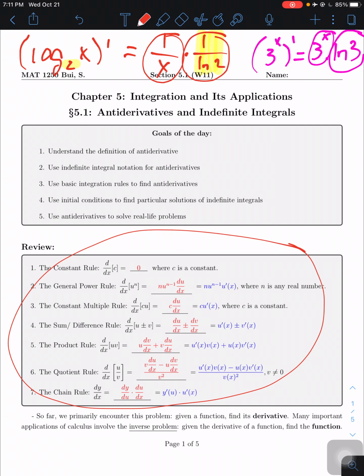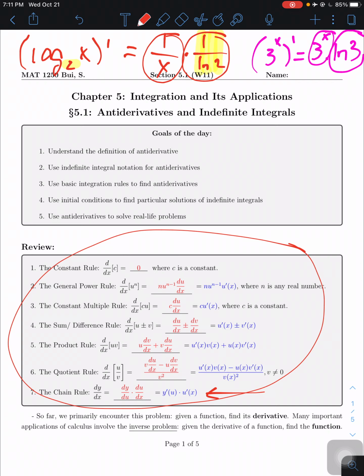So make sure you know how to apply all of these to any function. Especially make sure you don't forget the chain rule, because in the tests and in the quizzes, I usually see that people just take the derivative by using the power rule, but then they forget the chain rule, so make sure you keep that in mind too.